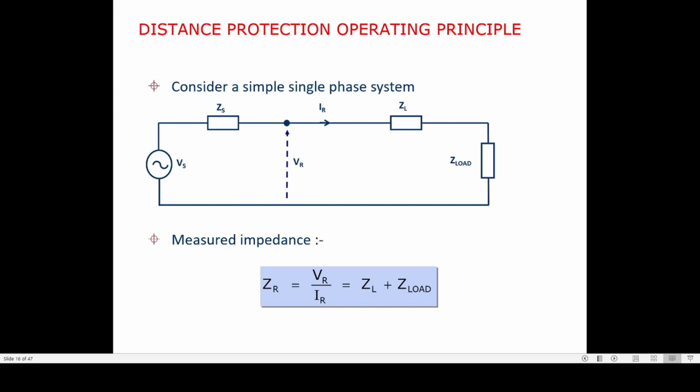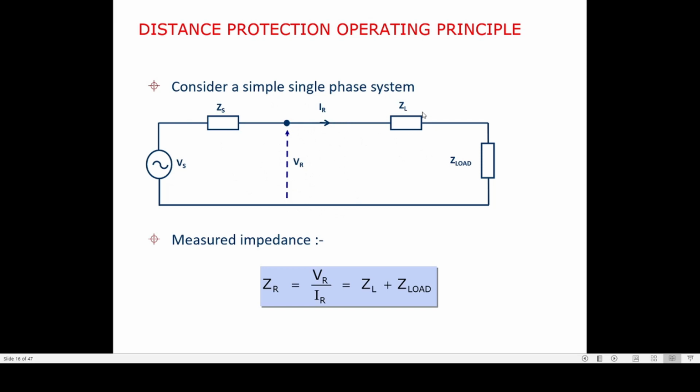Now consider a very simple system, a single phase system consisting of one generator having voltage Vs and source impedance Zs. Now this is a relaying point. If the current measured at this relaying point is IR and the voltage measured at this relaying point is VR, then this VR and IR are fed to the relay.